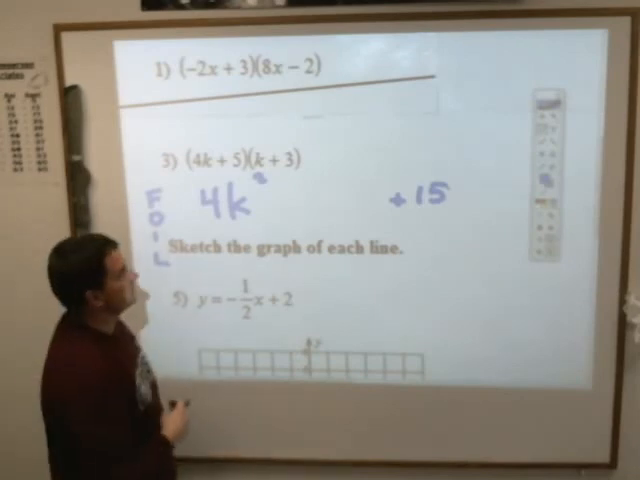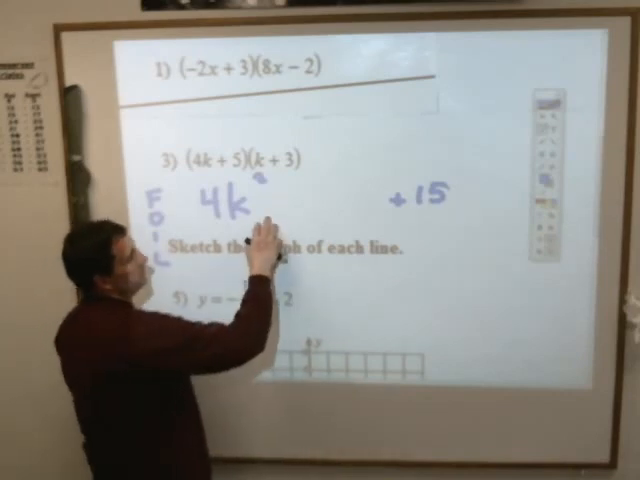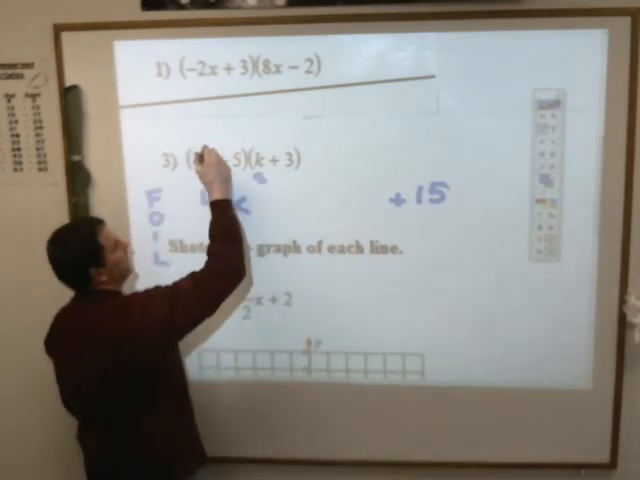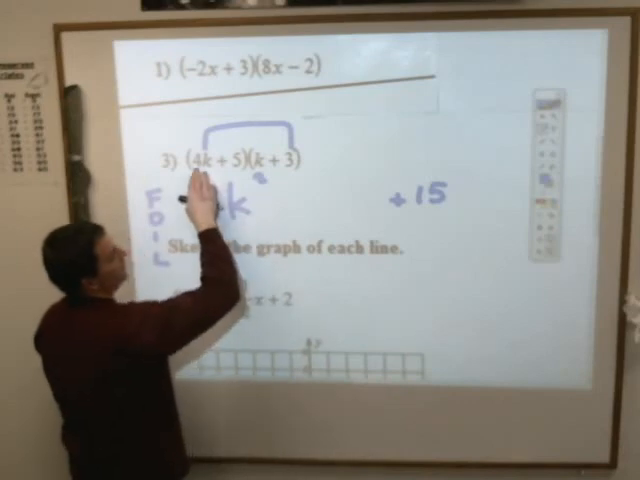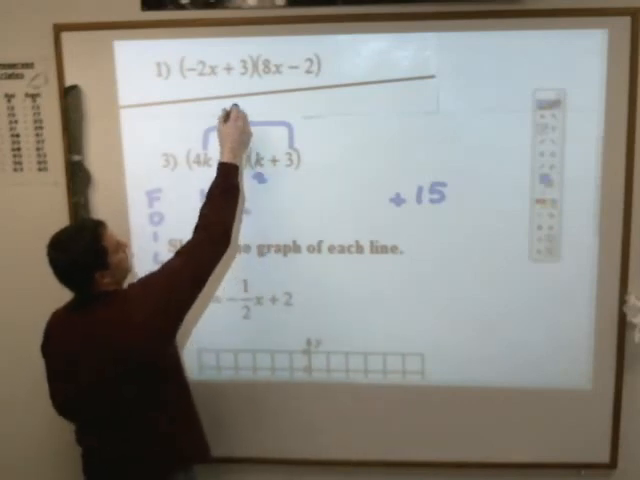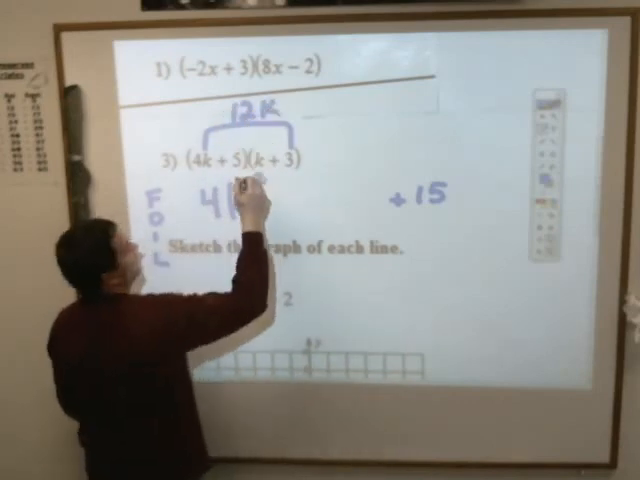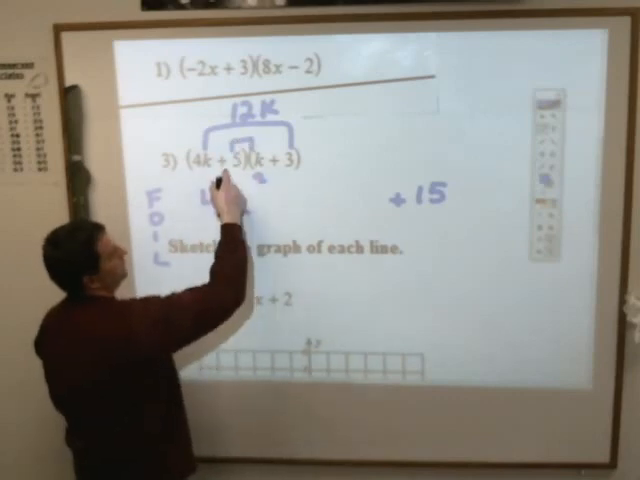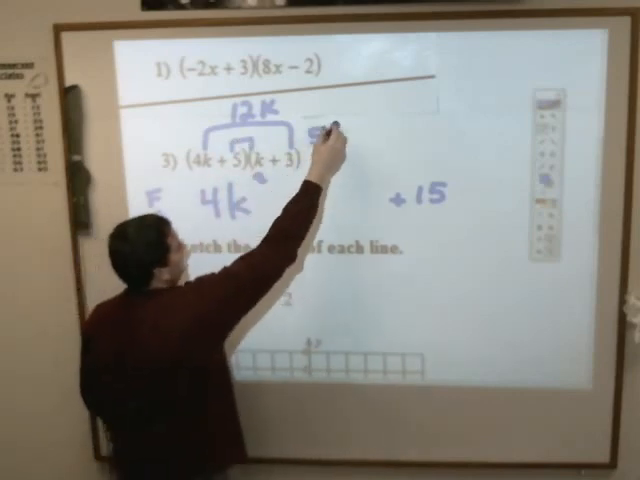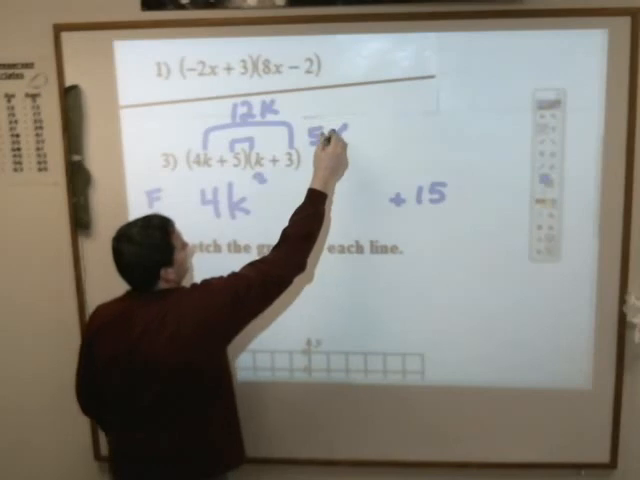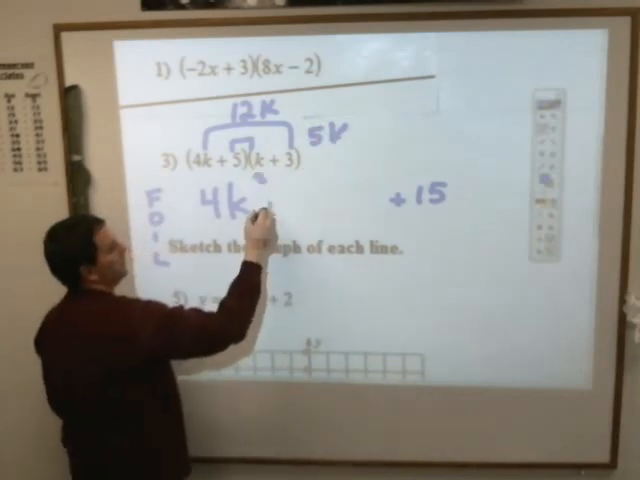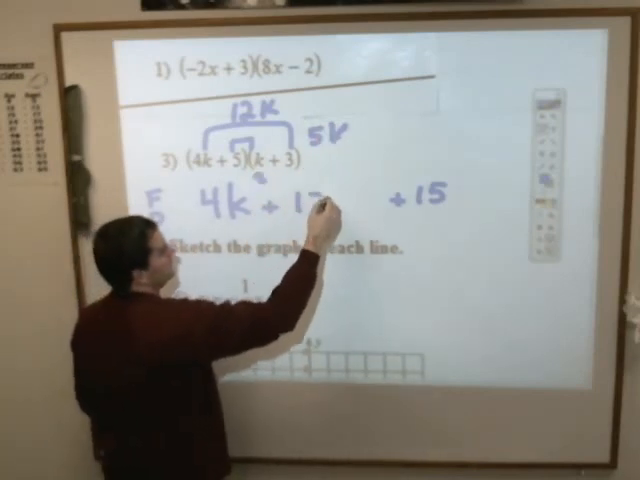I have no idea. And then you need to figure out what your middle term's gonna be, and that comes from the outside terms times themselves. 4K times 3 is 12K. Combined with the middle term, 5 times K is 5K. If you have 12K plus 5K, you end up with 17K.